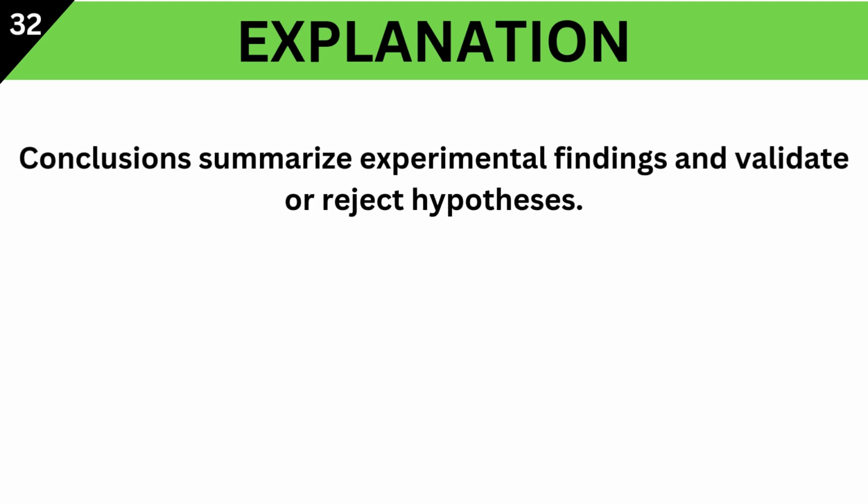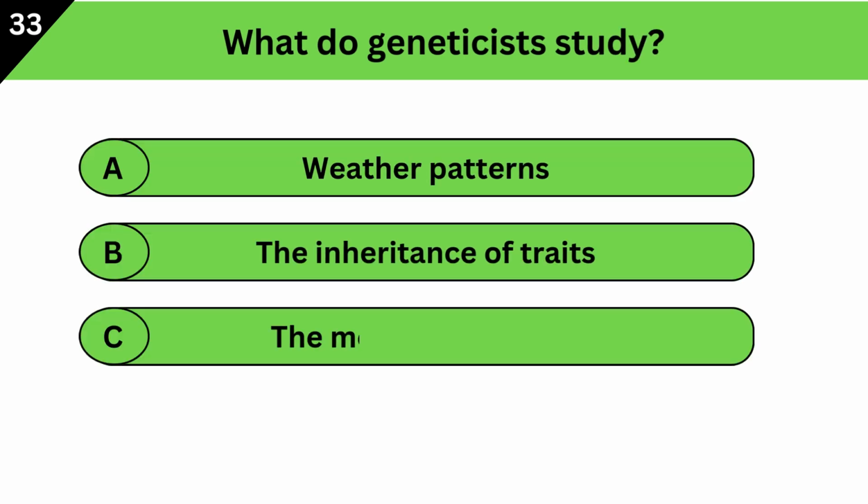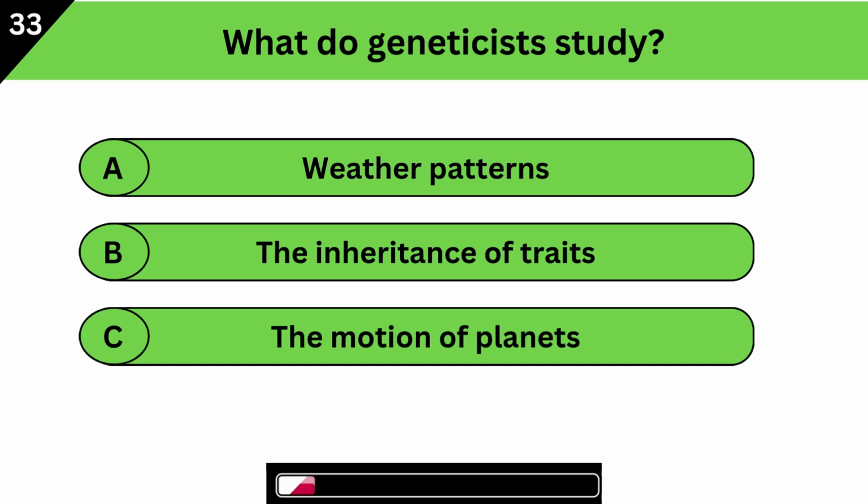Explanation. Conclusions summarize experimental findings and validate or reject hypotheses. What do geneticists study? Option A, weather patterns. Option B, the inheritance of traits. Option C, the motion of planets.